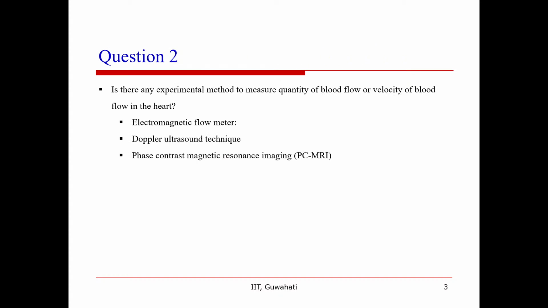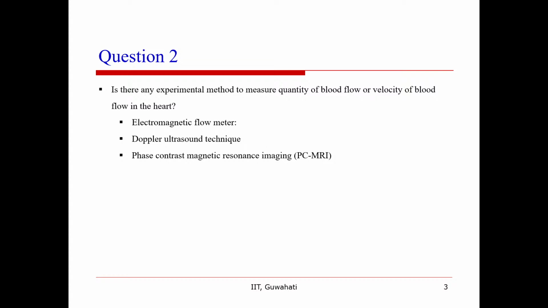So one is electromagnetic flow meter, which basically works on Faraday's principle that when a conducting fluid flows in a magnetic field, then an electrical potential is generated. So from the flowing blood, one can measure the velocity of the blood, and if the cross-sectional area is known, then one can measure the flow, and such probes are easily available. I mean they are available commercially, but the problem in this is that this is an invasive measurement.